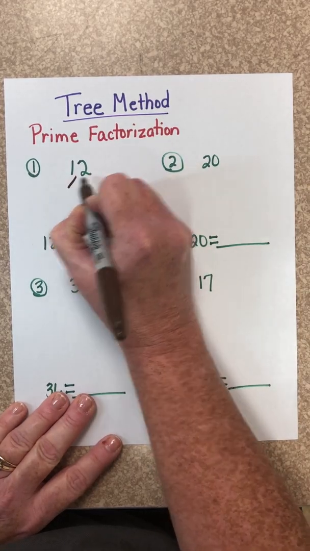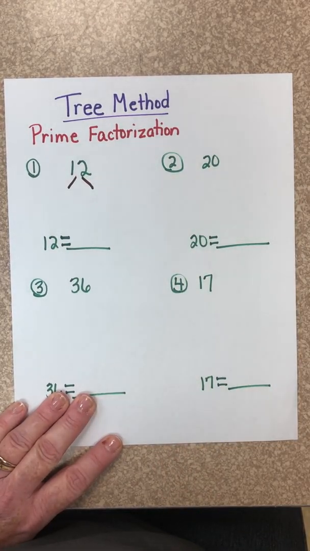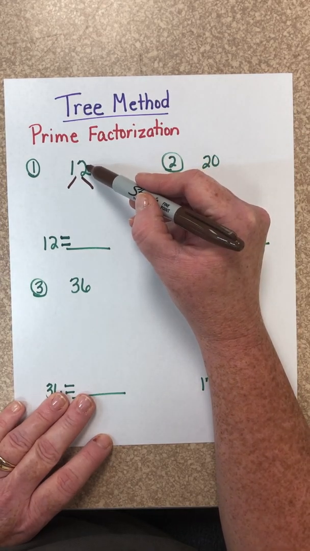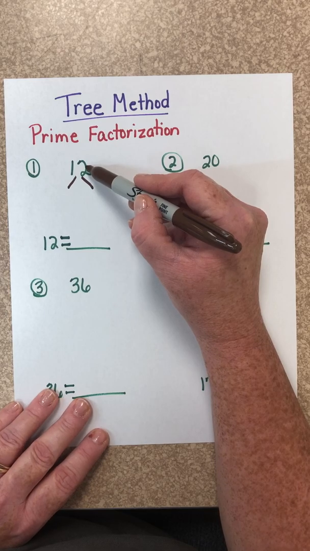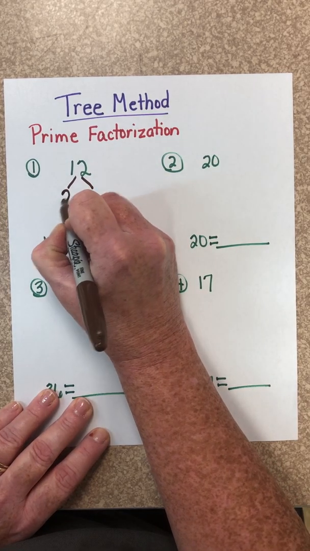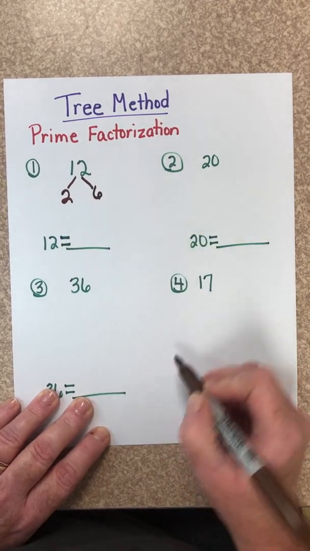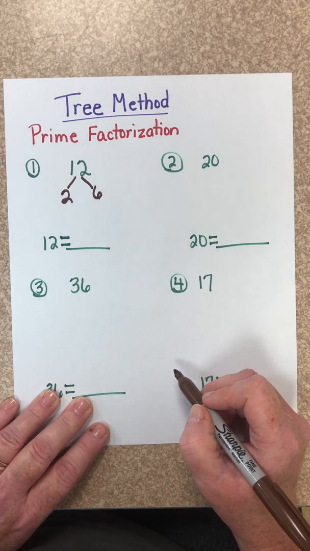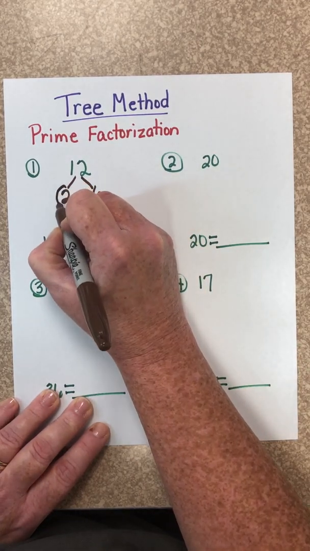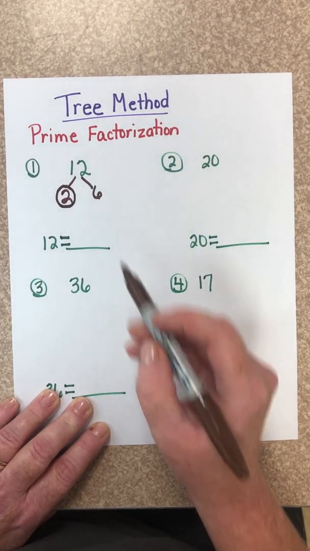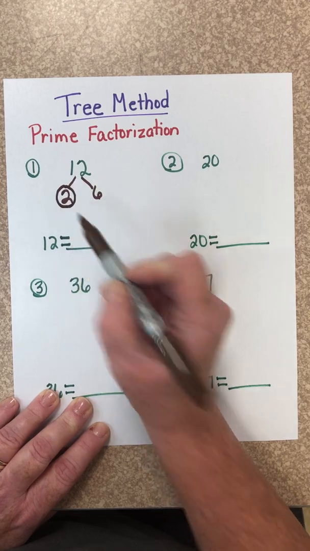So I'm first going to start with my 2 branches. And when I think of this, I want to think about the smallest prime number first. The smallest prime number in 12 that has a factor pair would be 2. 2 times what is 12? 6. So now we need to think, well, 2 is prime, so I want to circle it. And that means I'm done with that branch. I have found the prime factor of 12.